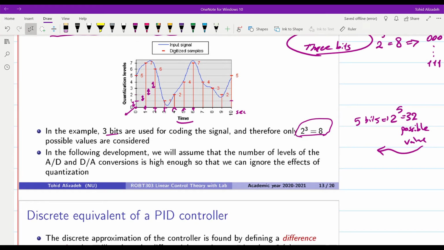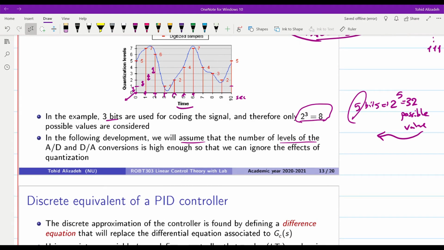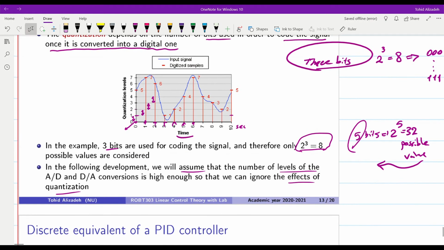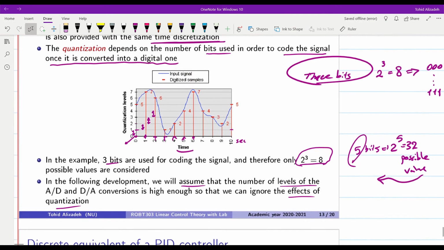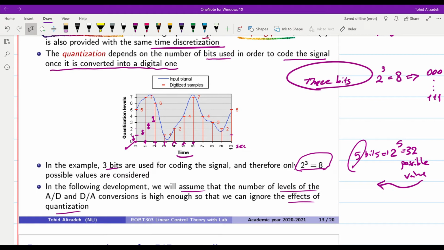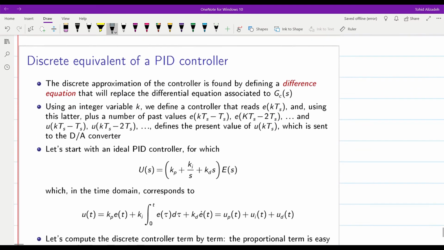In the following, we will assume that the number of levels, and eventually the number of bits that we have here, are high enough such that we ignore the effects of the quantization. Because if we have a small number of bits for doing this quantization, then the error that we get in converting the analog to the digital will be considerable. And that's called the effect of the quantization.